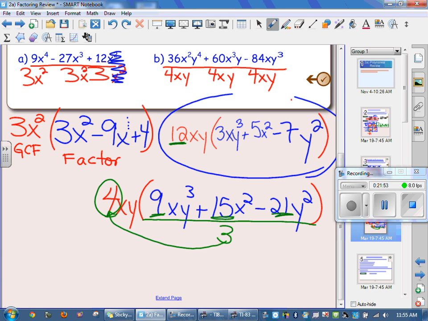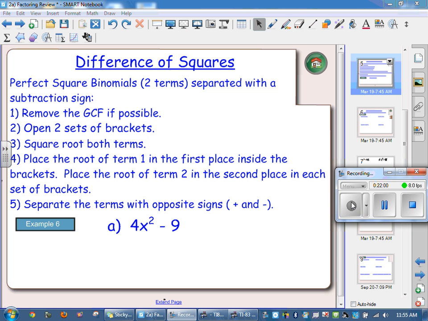Now we get into my favorite kind of factoring. This is called difference of squares. Difference of squares are a lot of fun because there's only one way to do them. Okay? And that's by square rooting both ends of the polynomial.